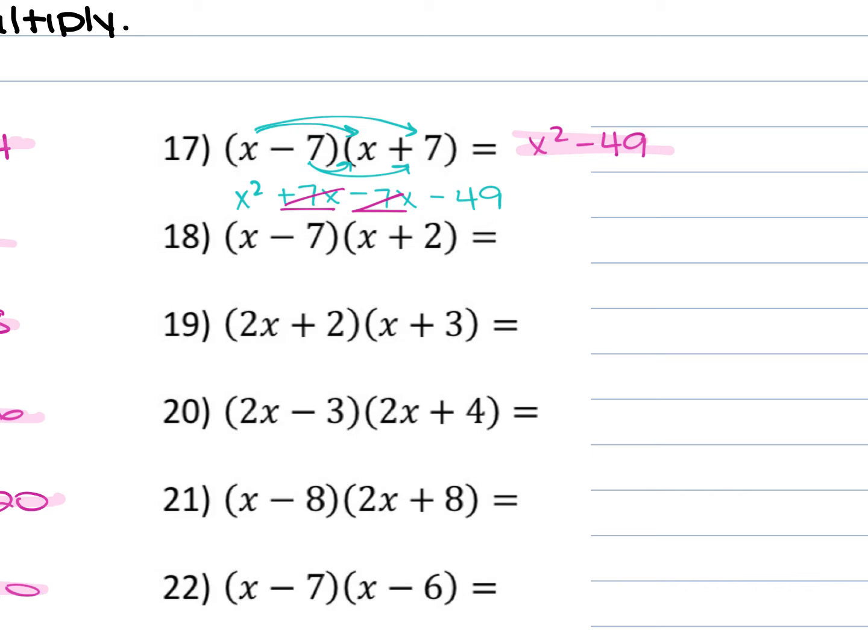For 18, we have x minus 7 times x plus 2. So x times x is x squared. X times 2 is 2x. The negative 7 times x is negative 7x. And negative 7 times 2 is negative 14. Your like terms are the 2x and the negative 7x. So this gives us x squared minus 5x minus 14.